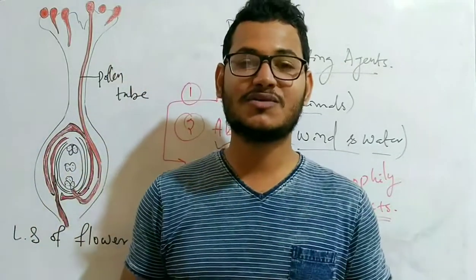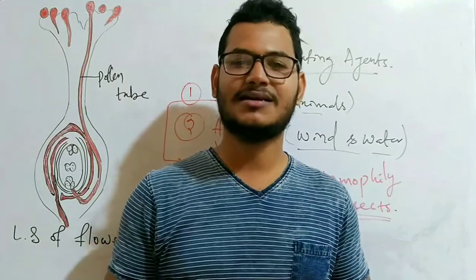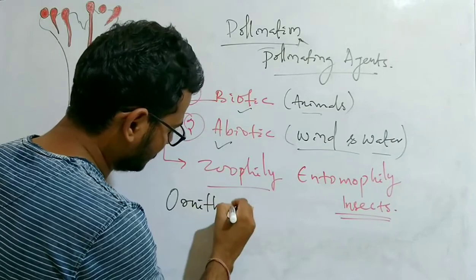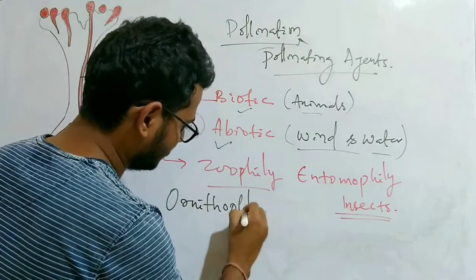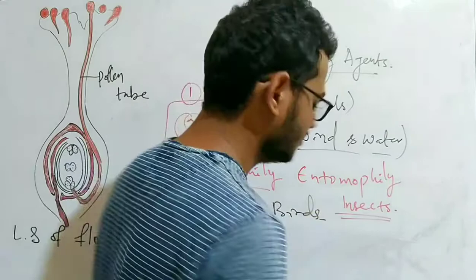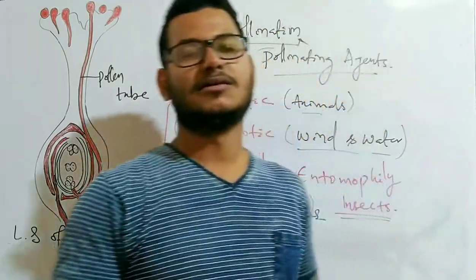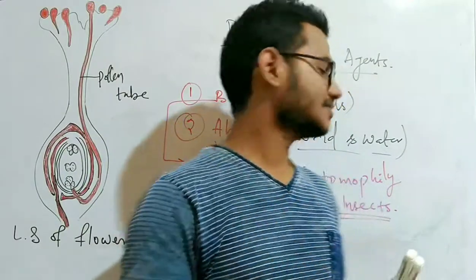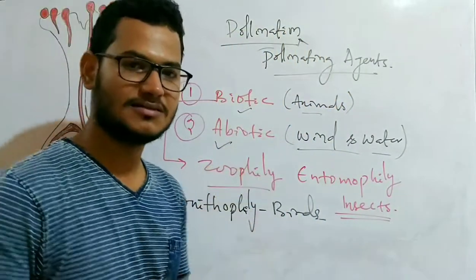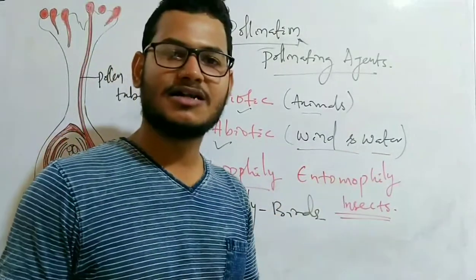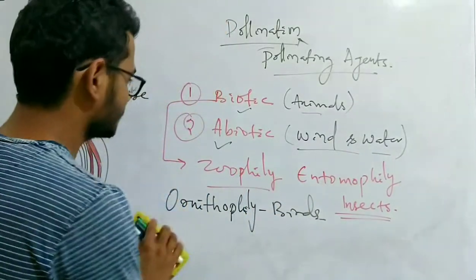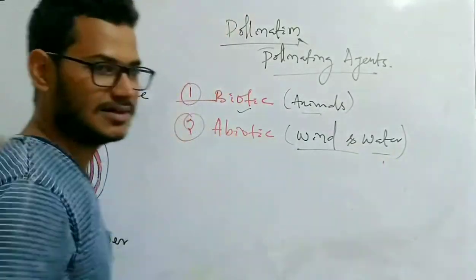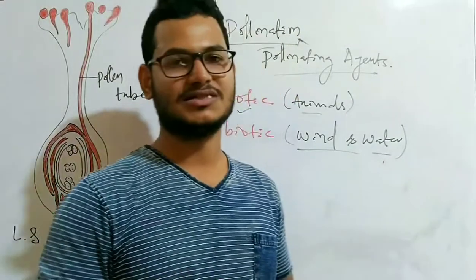The second one: when birds are responsible for causing pollination, it is called ornithophily. Likewise, bats and snails are also responsible for causing pollination. Clear? Now let's go for the abiotic type of pollination, where wind and water are responsible for causing pollination. What are the abiotic or non-living factors? It is wind and water. Normally wind and water cause pollination.